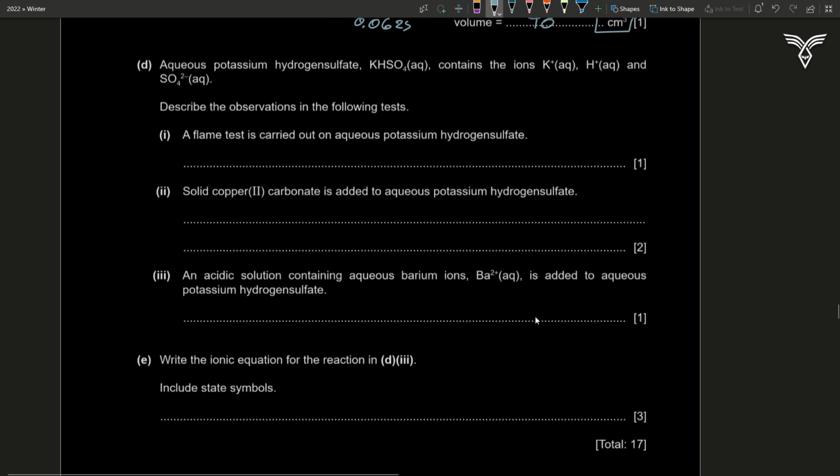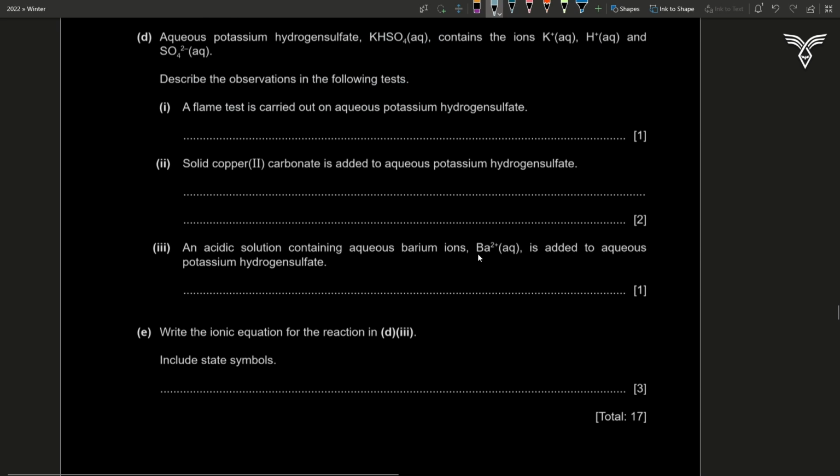طيب part D. Aqueous potassium hydrogen sulfate KHSO4 contains the ions K plus, H plus, and SO4 2 minus. Describe the observations of the following tests. A flame test is carried out on aqueous potassium hydrogen sulfate. ايه ال burning color بتاعت البوتاسيوم؟ It burns with a lilac flame.